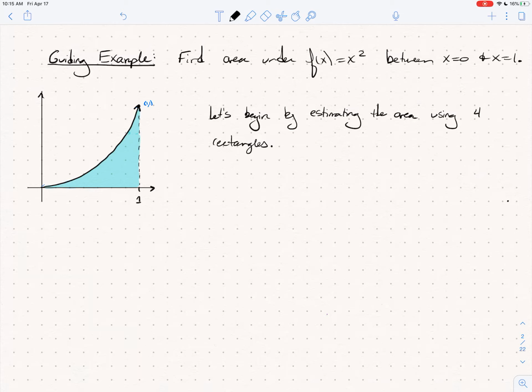So I wanted to do a guiding example with you that will lead us from estimating the area to actually computing it precisely. Our end goal here is to precisely compute the area of this shaded blue shape: the area under y equals x squared, between 0 and 1. We're going to begin by approximating it, by estimating it, but then we're going to develop the techniques we need to write it down precisely.